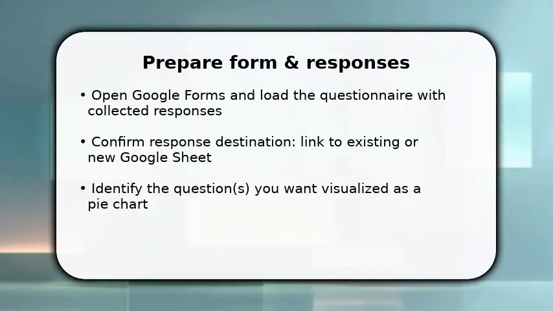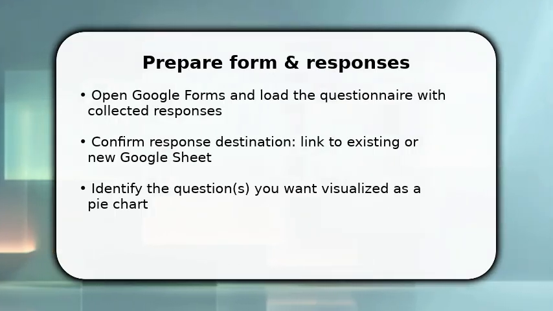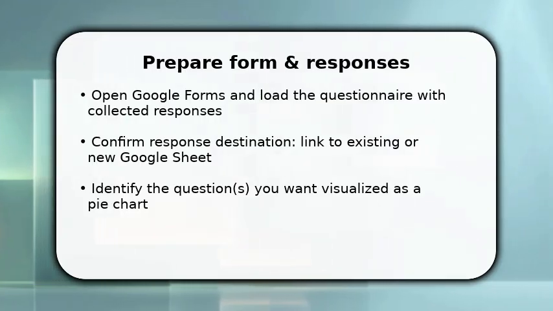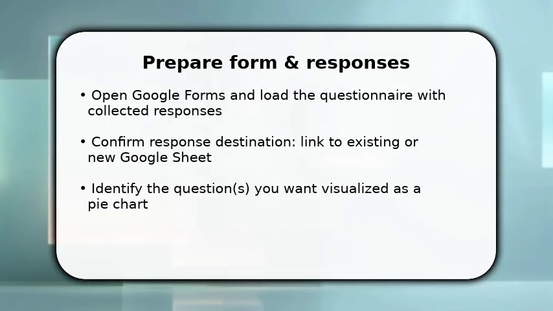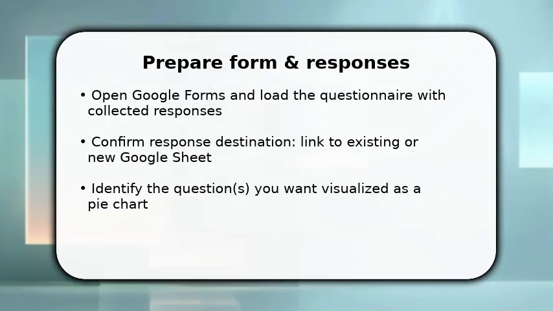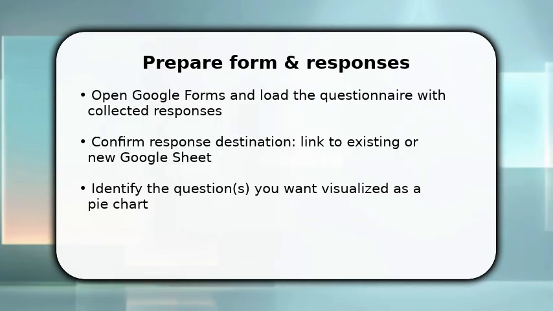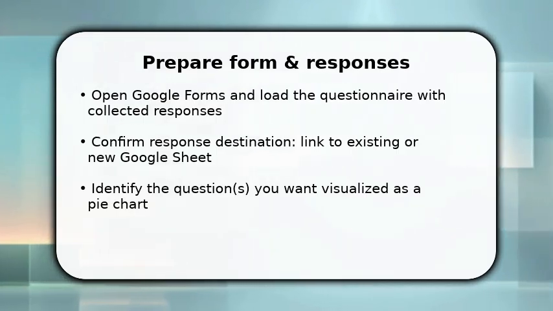You start by opening the specific Google form and making sure there are responses to chart. Link responses to a Google Sheet now. This creates the raw data you'll need. Once linked, scan the question types and pick one categorical question for a pie chart. Make sure answer options are consistent, no duplicates or typos, because pie slices reflect exact labels.